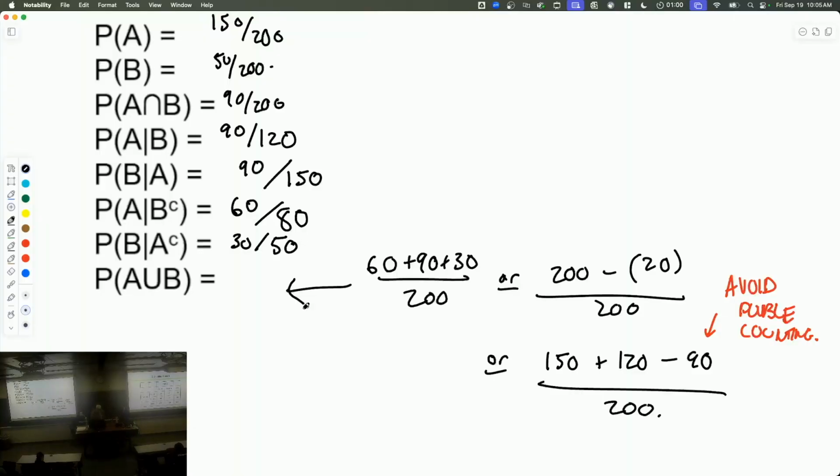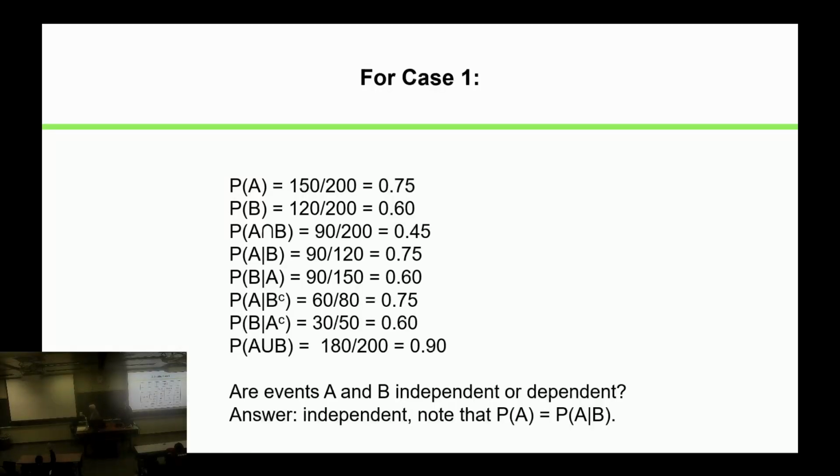Okay, so those were our numbers. They're up there. Let's unfreeze that one for the moment. And so we got those numbers. And then the next question was, are events A and B independent or dependent?